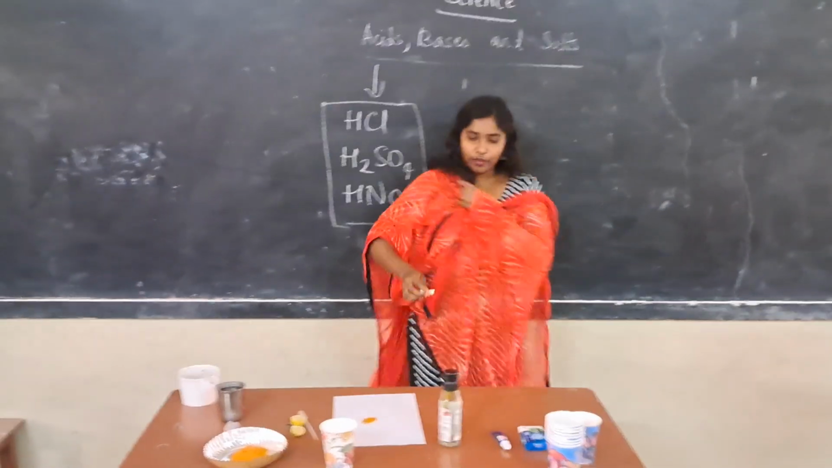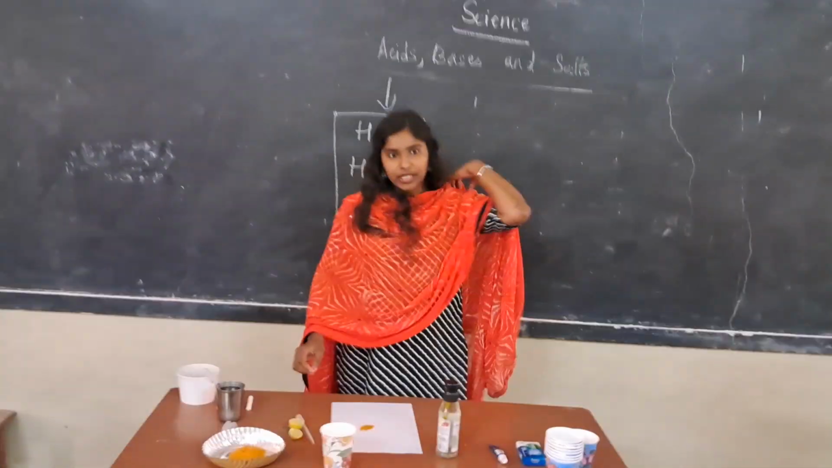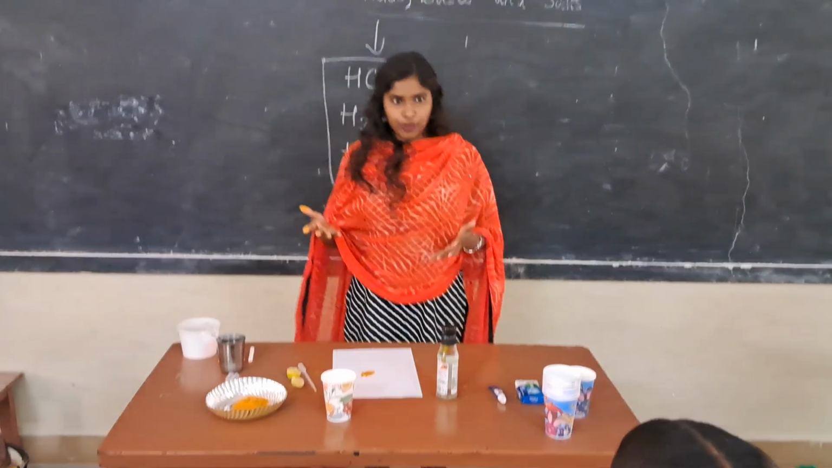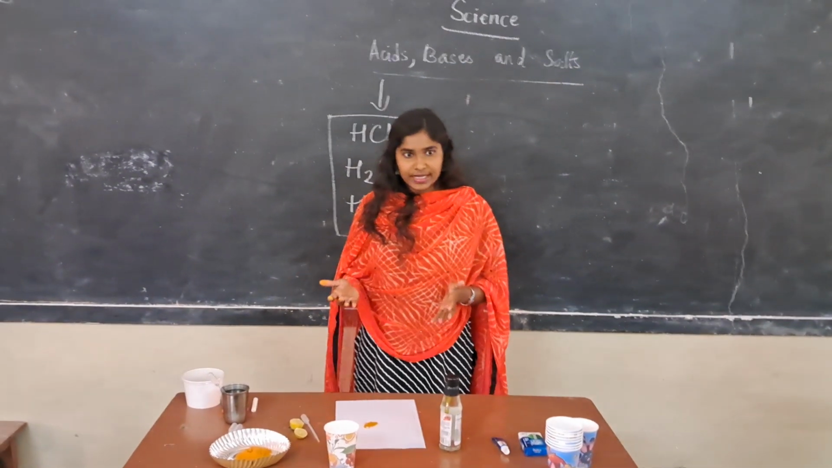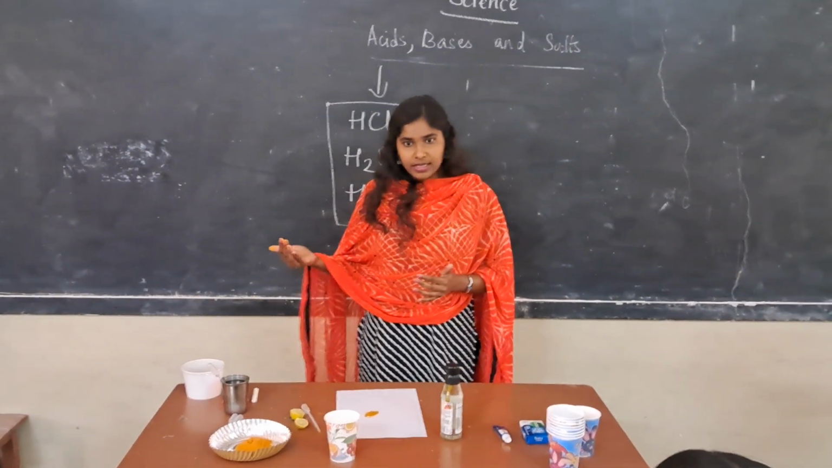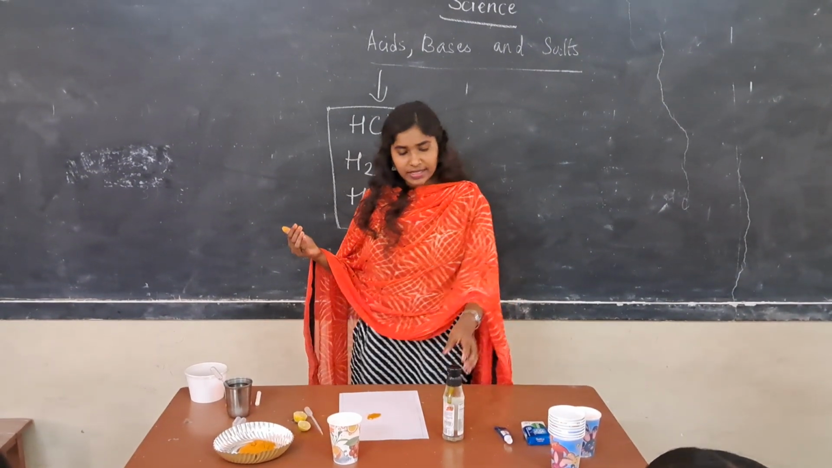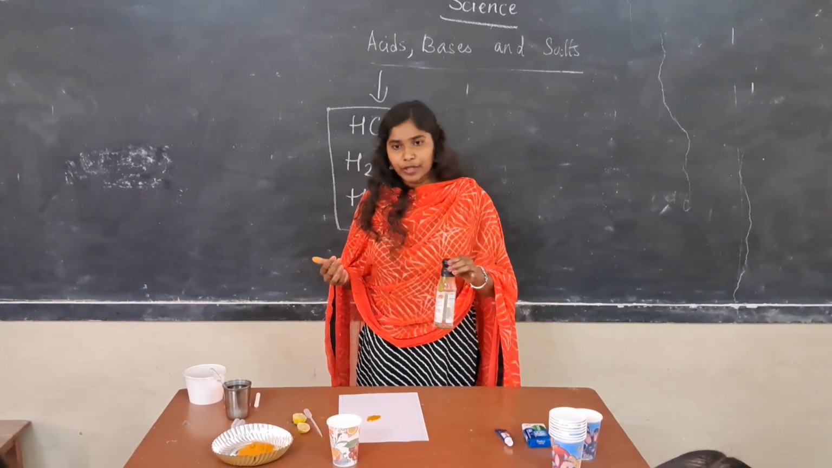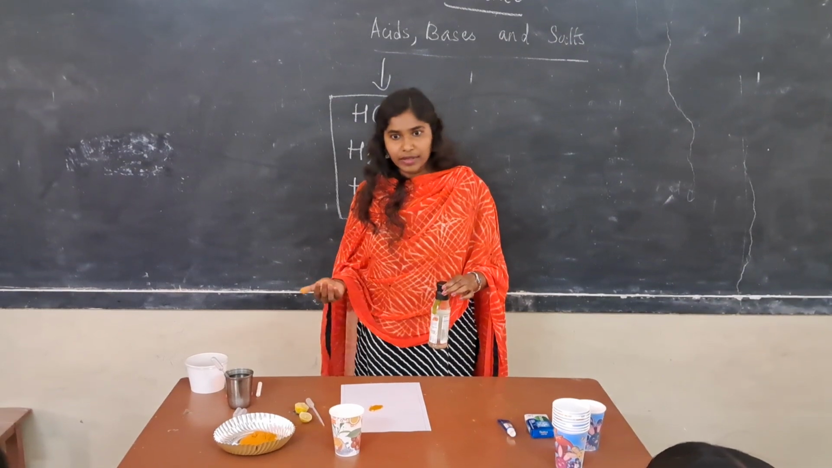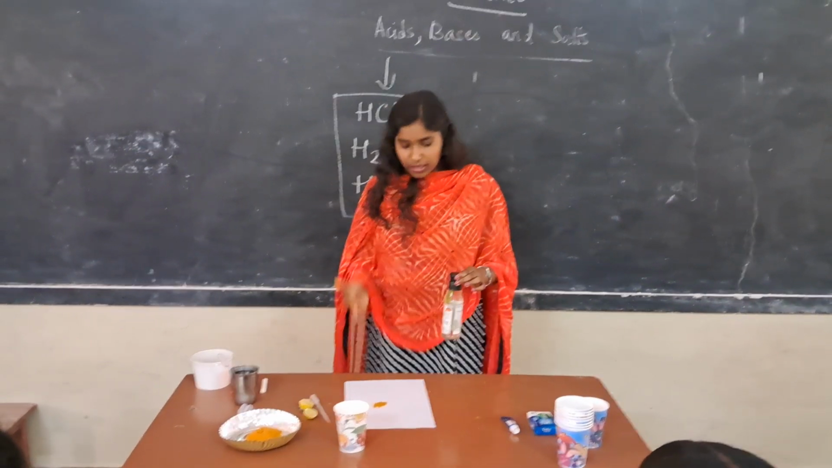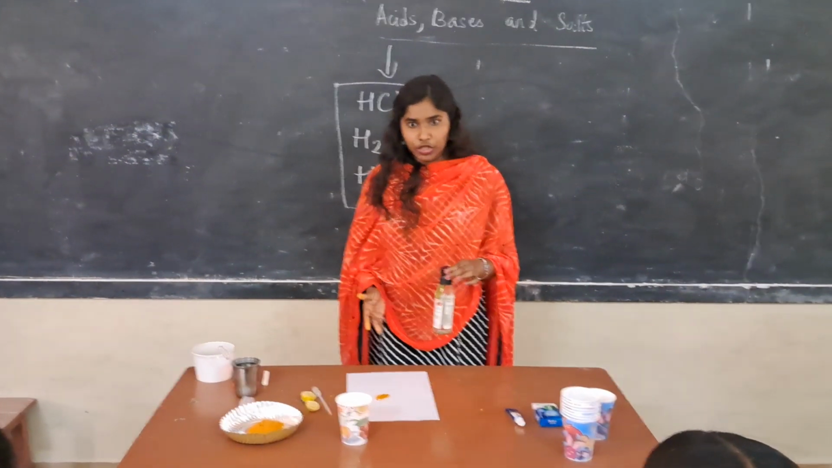Other examples of acids are the common things that we use, for example, citrus fruits like the orange. Orange is acidic. Other materials that we use in the kitchen, for example, vinegar. Even if we do the same thing with vinegar, we will get the same result. The indicator will not change color.